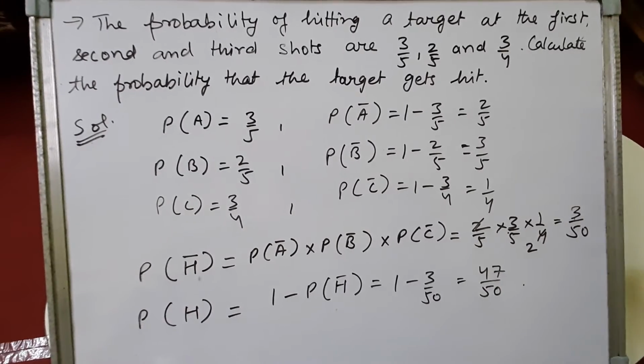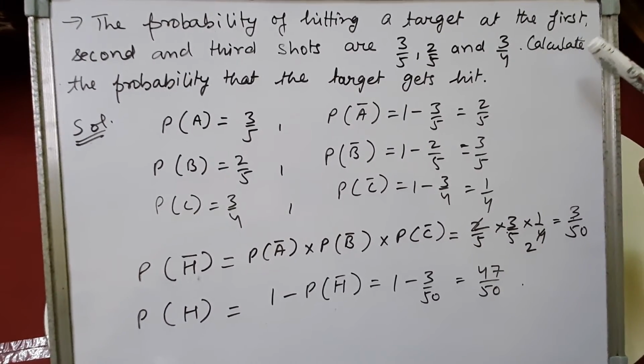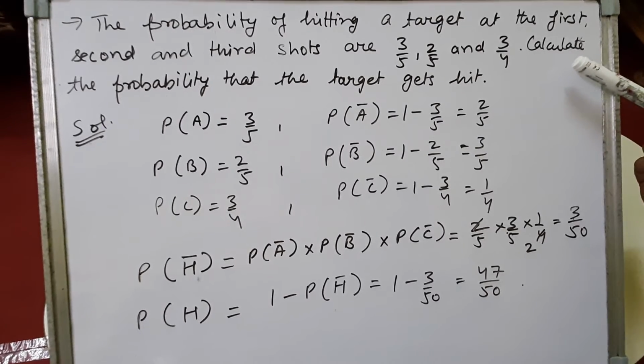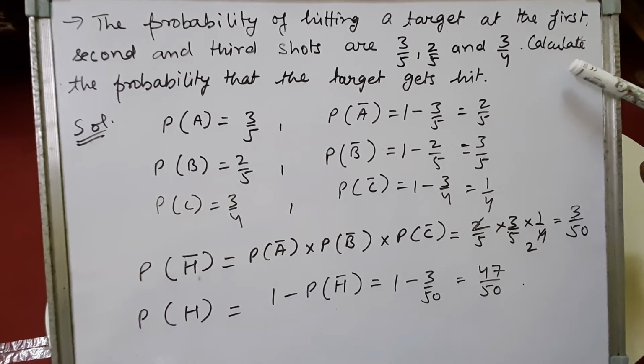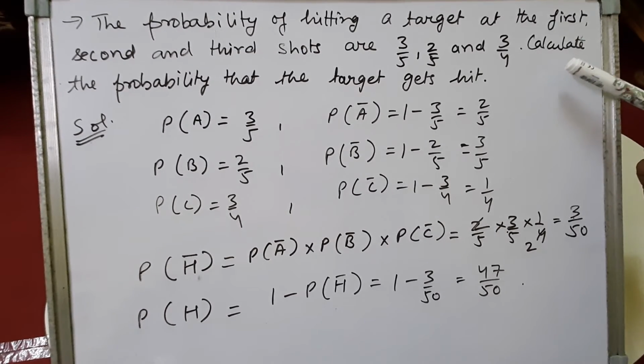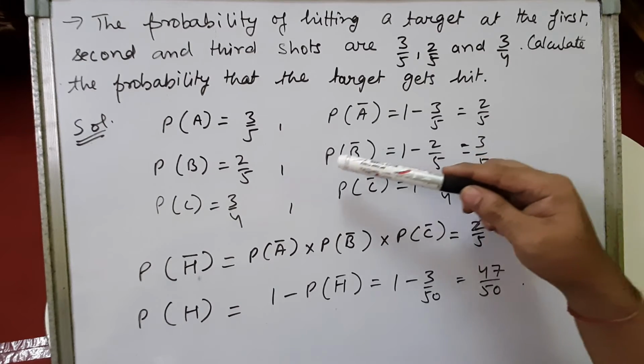In this sum, it is given that the probability of hitting a target at the first, second and third shot are 3 by 5, 2 by 5 and 3 by 4. Calculate the probability that the target gets hit. That means either it gets hit one time, or on both the first and second shot it gets hit, or on all the 3 shots the target gets hit, right? So let's calculate this sum by the target not being hit at any time.